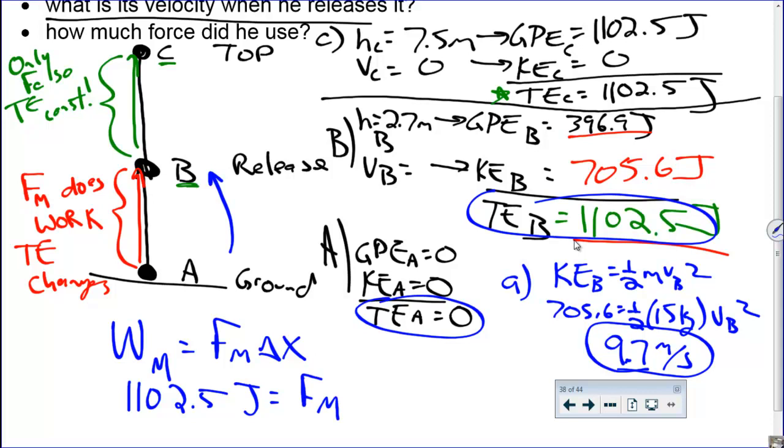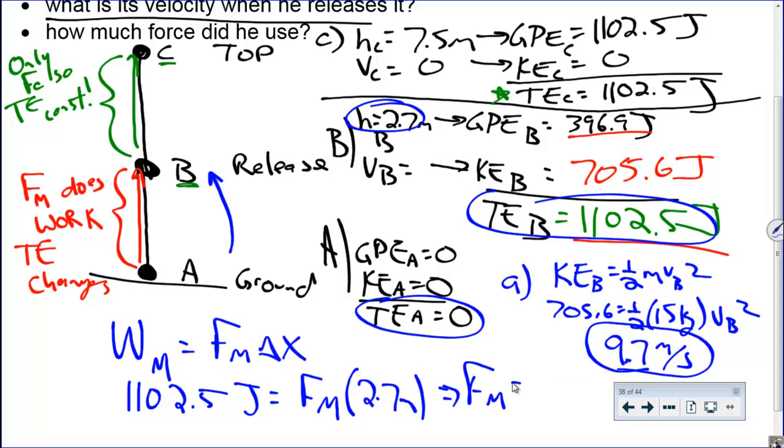Between points A and B, he changed the height by 2.7 meters. So that's my displacement, 2.7 meters, right? So divide that. The force of the mountain ends up being 1102.5 divided by 2.7, 408.3 newtons. All right, so there we go. Work and energy, there you go.